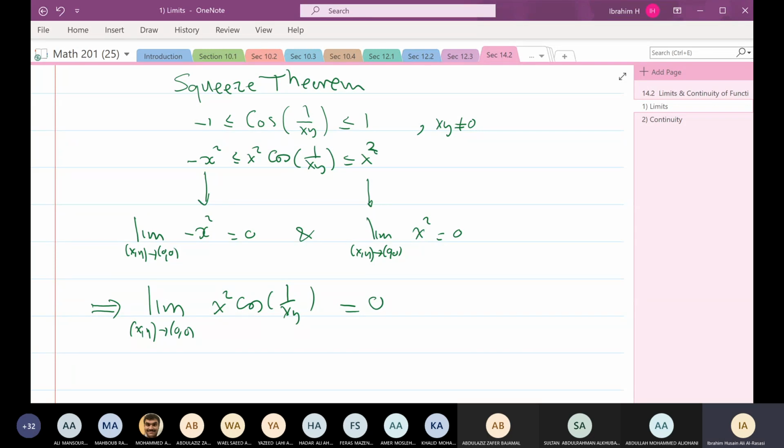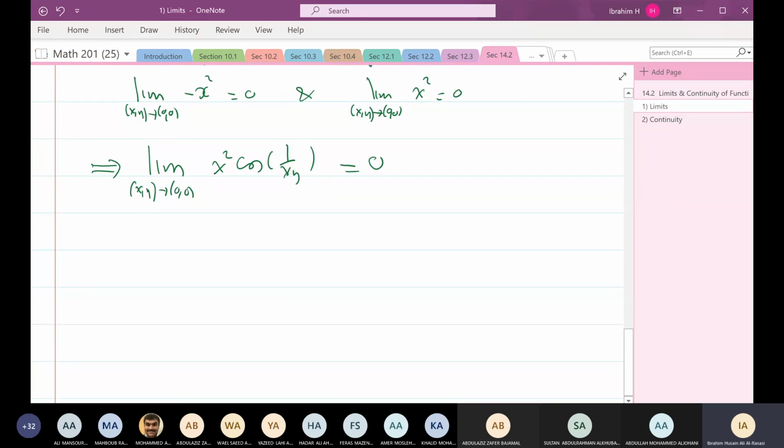Okay, so the main methods of Math 101 in chapter 2: factorize if possible, that is, simplify your function by factorization if possible, by multiplying by the conjugate if possible, or using the squeeze theorem.